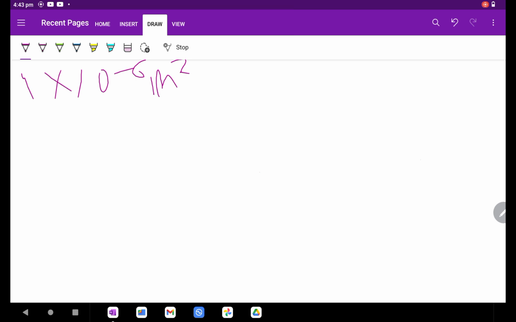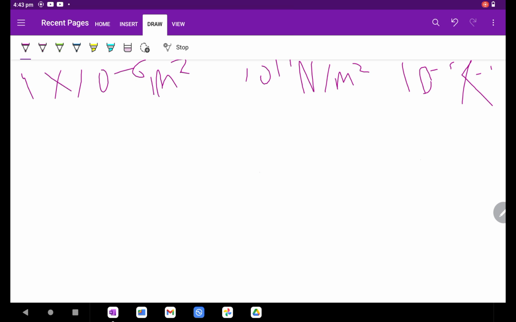If the Young's modulus is 10 raised to 11 Newton per meter square, and the coefficient of linear expansion is 10 raised to minus 5 Kelvin inverse, and g is equal to 10 meter per second square. So now we'll use the formula which we have.